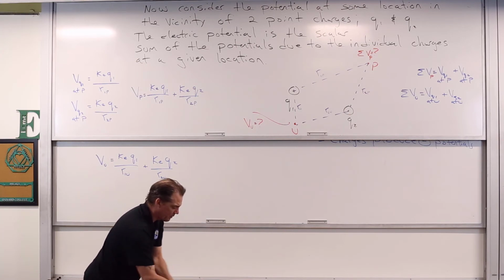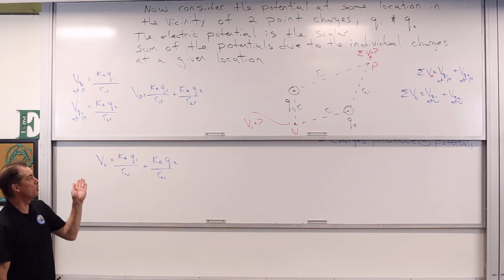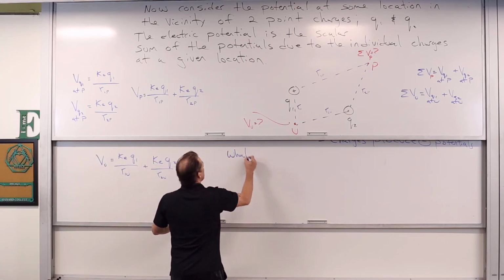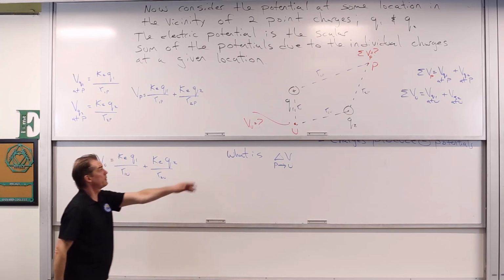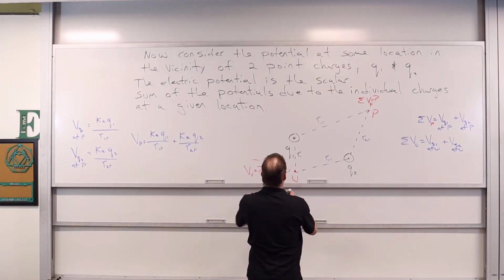Great. What happens if we say, what's the potential difference between point U and point P? What is delta V from P to U? So the potential difference between those two points there. Now we want to know this.